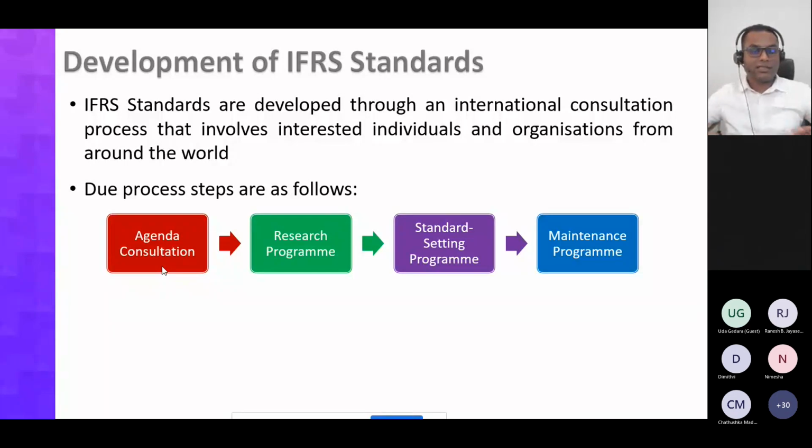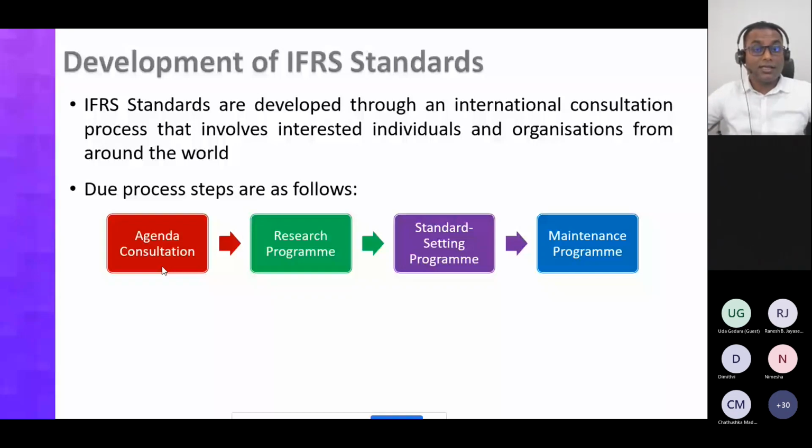Now under the agenda consultation phase, you actually identify, as I explained, 3 things: financial instruments, leases, and revenue. There you identify what the problems are, and why a new standard or an amendment is required for the financial instruments standard. That is done at the agenda consultation stage. That's why you identified these three items, which we need to address in the next 5 years.